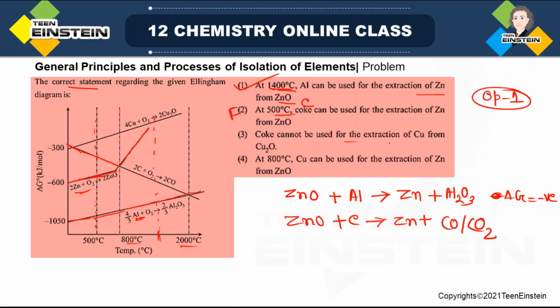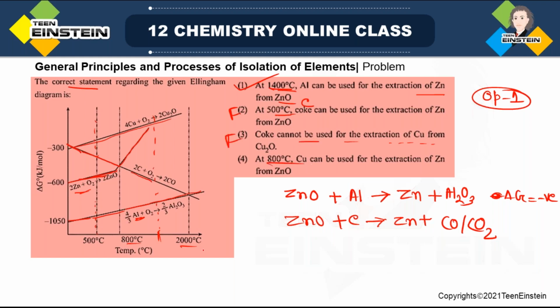Coke cannot be used for the extraction of copper from Cu2O. This is the line. Here no temperature is mentioned. This is the line for copper, and this is the line for carbon. Now just from the beginning, the line of carbon to CO is much lower than the line for Cu to Cu2O. So obviously coke can be used, but here it is mentioned cannot be used. So this is not correct.